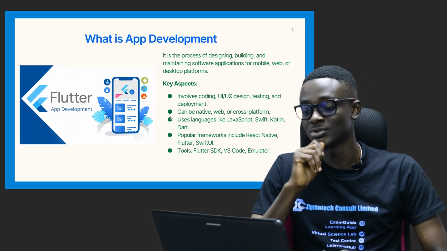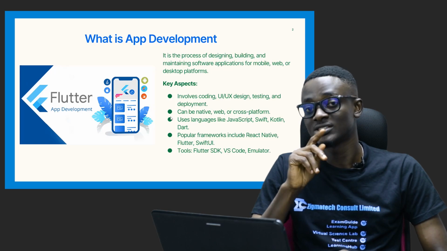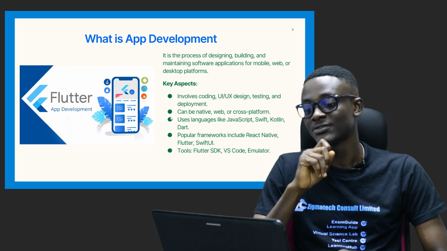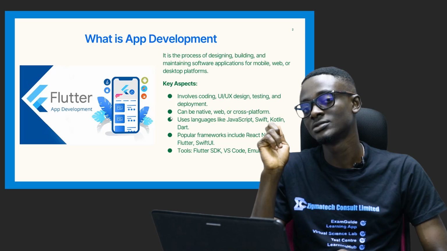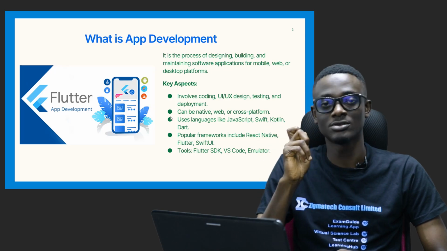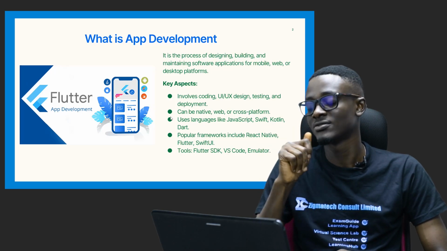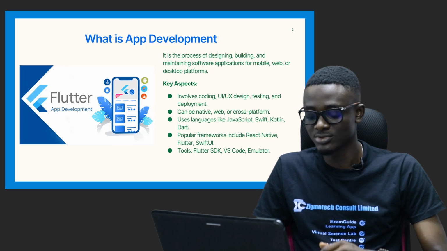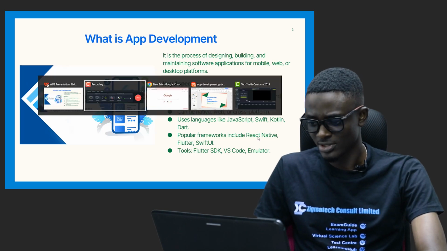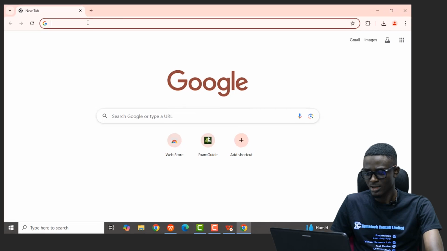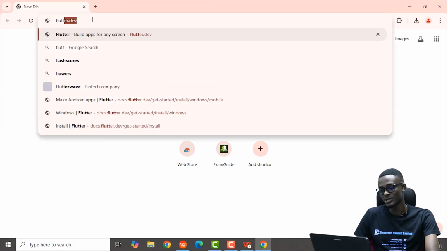Now, the first thing that we need is our Flutter SDK. Now, the Flutter SDK is what will allow us to write Flutter code. And how do you get the Flutter SDK? It's pretty simple. So you head on to your browser, and you go to this URL, flutter.dev.